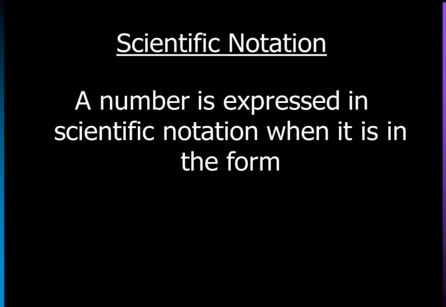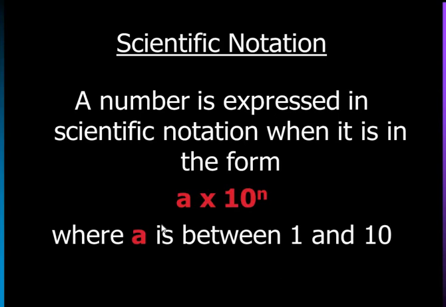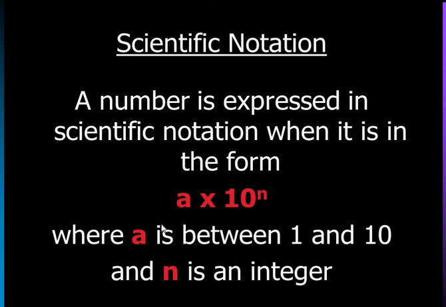Now, a number is expressed in scientific notation when it's in the form of a times 10 to the power n. Every variable in it has a condition. For example, a must be between 1 and 10, so you should write it in ones or in decimals, where the largest place value digit is in the ones. And n is an integer.